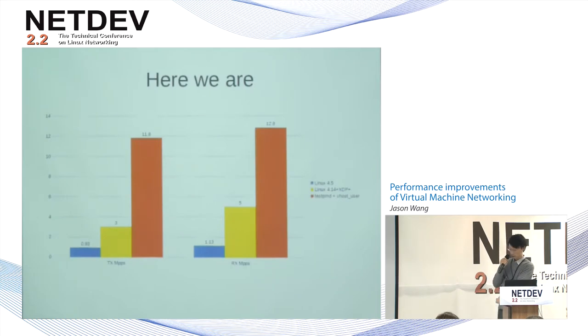So here we are. For TX, we can get 3 million PPS, and for RX, we can get 5. So there's a good improvement over the past several versions, plus something new. But we are still far from what PMD can give us.